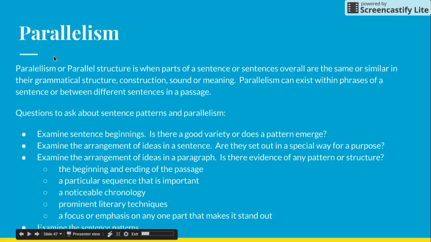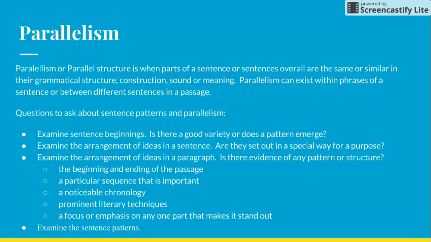This video discusses parallelism, also known as parallel structure. Parallelism or parallel structure is when parts of a sentence or sentences overall are the same or similar in their grammatical structure, construction, sound, or meaning. Parallelism can exist within phrases, or it can be between multiple sentences as well.